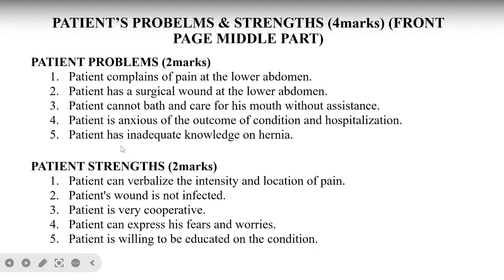Let's look at that for education. Patient has inadequate knowledge on hernia. You see, I didn't write condition. If you write condition, you have to open a bracket and write the condition, the diagnosis that you wrote. You already know the patient diagnosis. So patient has inadequate knowledge on hypertension. Patient has inadequate knowledge on hernia. Patient has inadequate knowledge on appendicitis. Patient has inadequate knowledge on thyroidectomy.